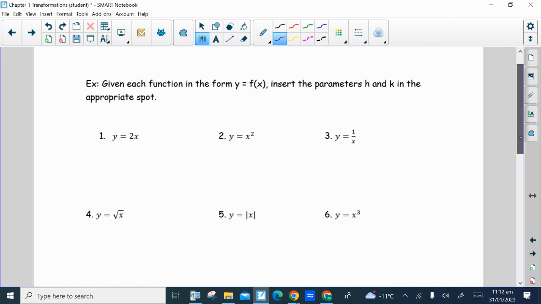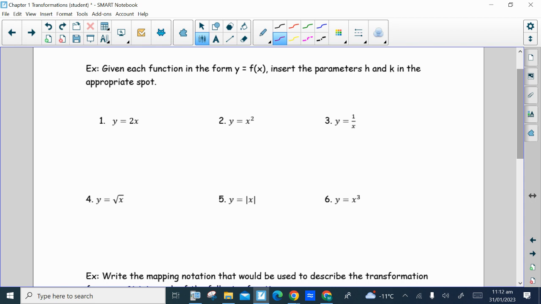This next one, given each function in the form y equals f of x, insert h and k into the appropriate spot. So remember, whatever happens to the x happens to the x minus h. In this case, it's multiplied by 2. K is outside of that. X minus h is in brackets. Whatever happens to the x happens to the x minus h. In this case, it has a coefficient of 2.